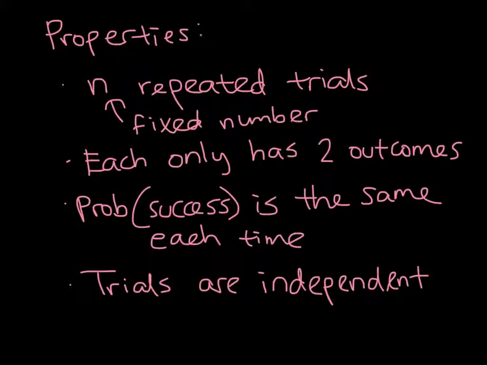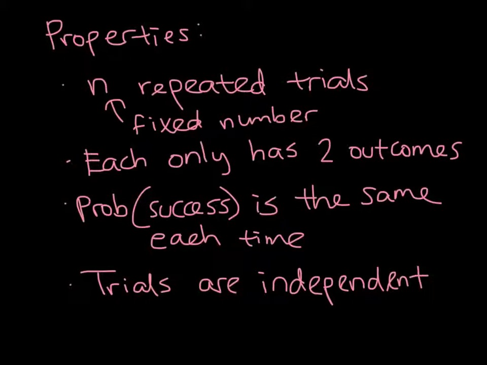So an example of a Bernoulli experiment would be flipping a coin 10 times. So n is our fixed number of repeated trials. A coin only has two outcomes, heads or tails. The probability of getting heads or tails each time is the same, and whether you get heads on one trial does not affect what you get on the next, so the trials are independent.